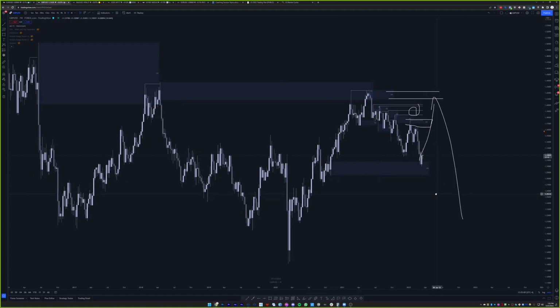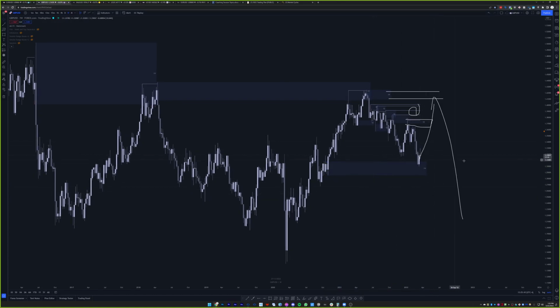Exactly, Miguel. Why does price do this? Because it needs fuel to continue the move. So where is it going to get the fuel? All the liquidity. The space on the chat. That's right.